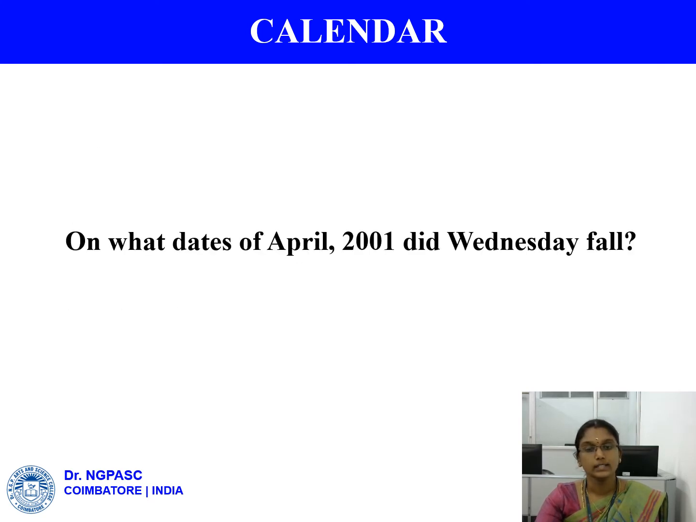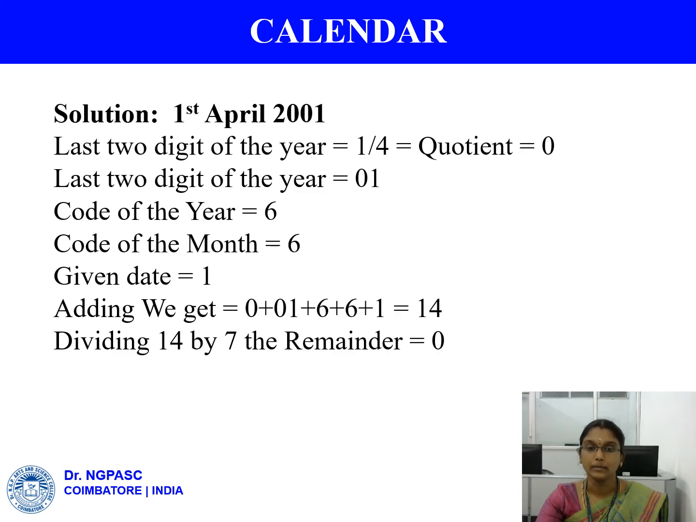On what dates of April 2001 does Wednesday fall? Same procedure. You have to find out 1st April 2001. See here, last two digits 1 divided by 4. We didn't get any quotient or remainder, so the quotient is 0. So last two digit is 1. Code of the year is 6. Month code is 6. Given date 1.